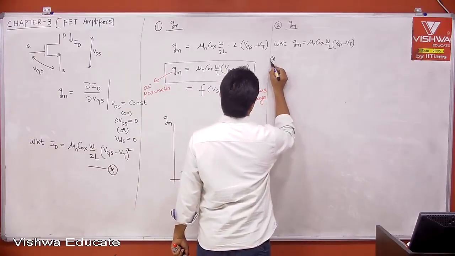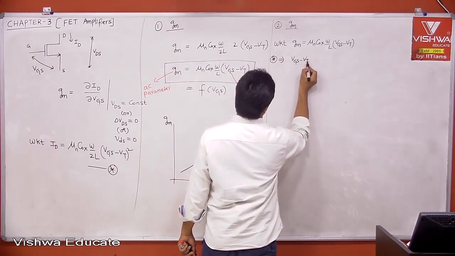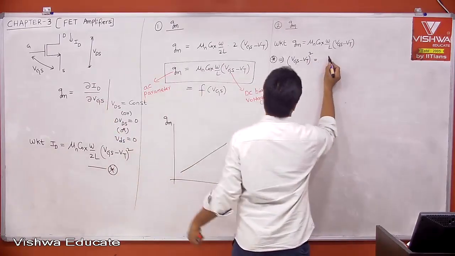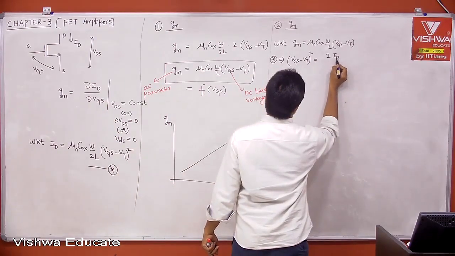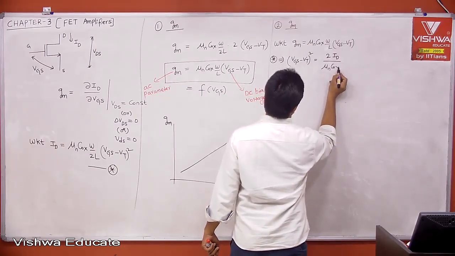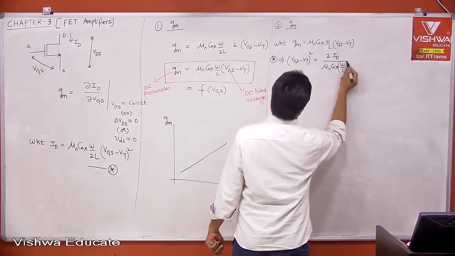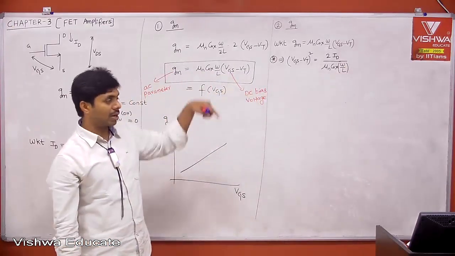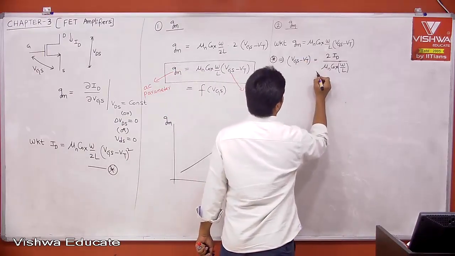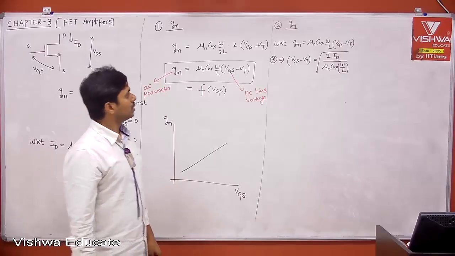Star implies VGS minus VT whole square is equal to 2 into ID divided by mu n Cox W by L. Don't separate W by L, because W by L is the strength of the MOSFET. Don't take it as L by W; always keep it as W by L. Then if you take out the square, this becomes a square root.